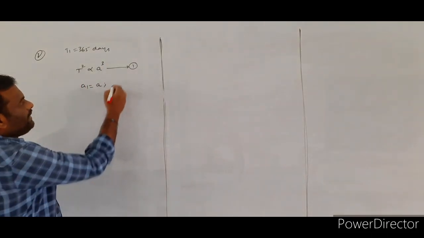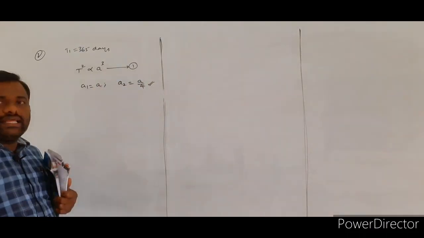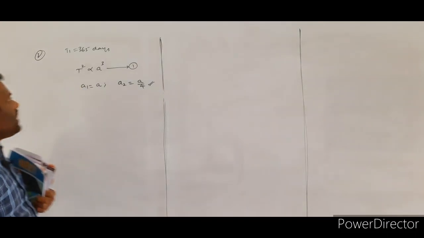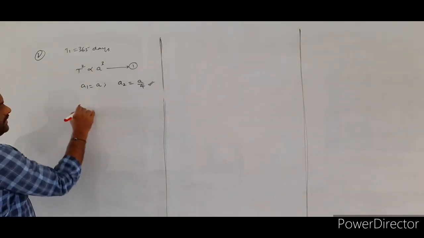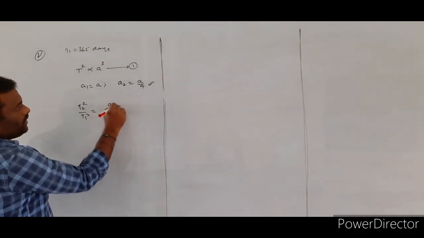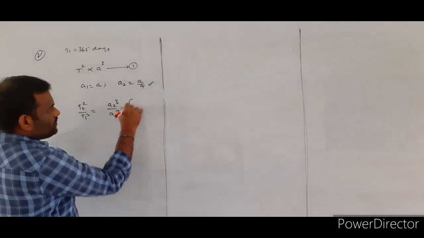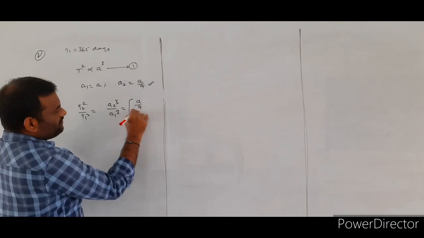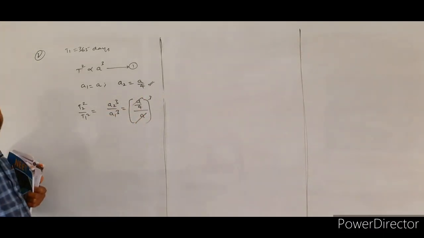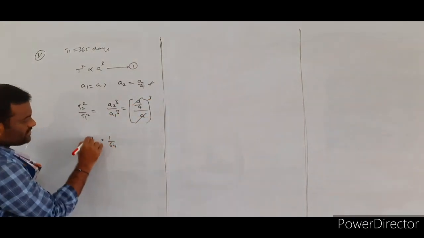What is A1? The initial distance of separation between the Sun and the planet Earth. Now, that distance will be reduced to A2 is equal to A by 4, that is 1/4 of the present value. According to Kepler's third law, I am writing T2 square by T1 square is equal to A2 cube by A1 cube. Here A2 is A by 4 and A1 is A, so A will cancel. 1 by 4 whole cube is equal to 1 by 64.